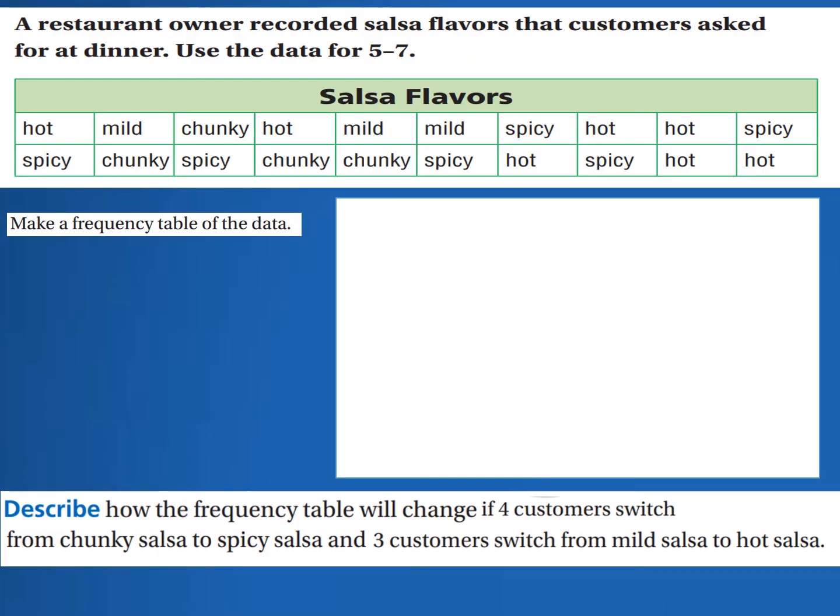So this one, I want you to go ahead and quickly make a frequency table for the data you see in this piece here. My title is Salsa Flavors. Go ahead and pause the video, create a frequency chart in your journal. When you are done, hit play and see the answers. Okay, so go ahead and hit pause and make your table.